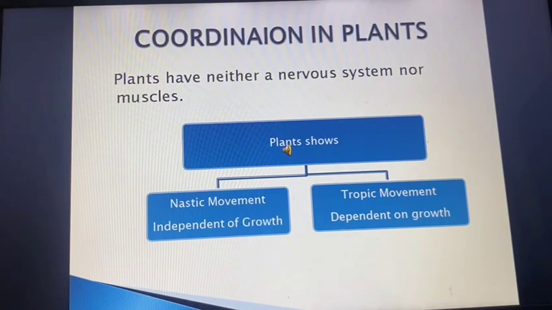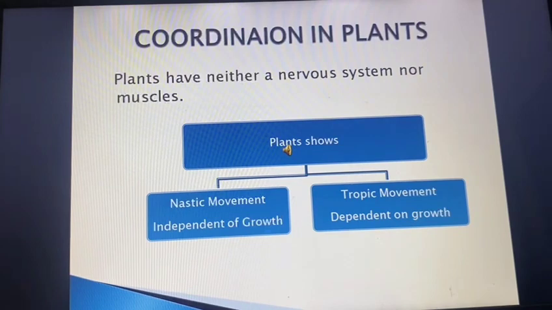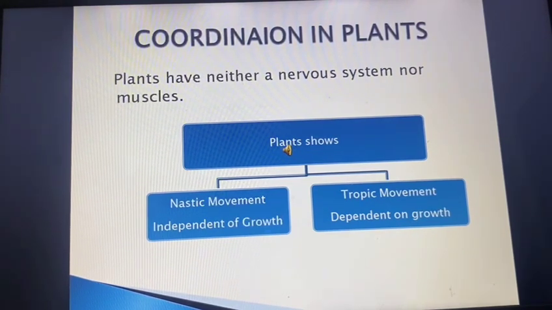Plants have neither nervous system nor muscles. How do plants control and coordinate? How do they respond to stimuli? Plants show two types of movement toward the stimuli. One is nastic movement and the other is tropic movement.